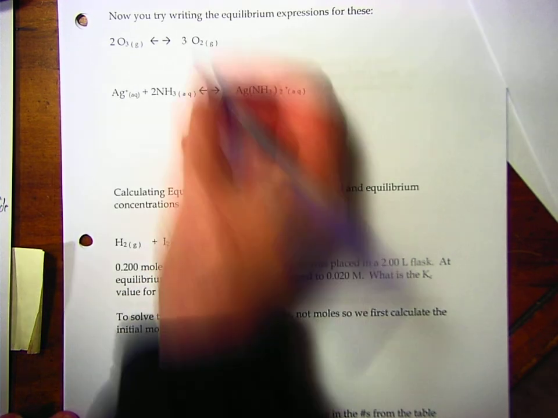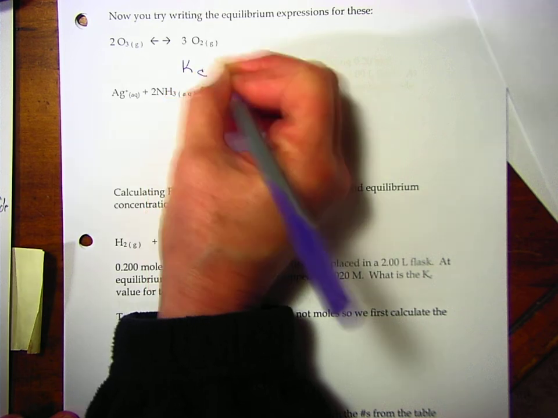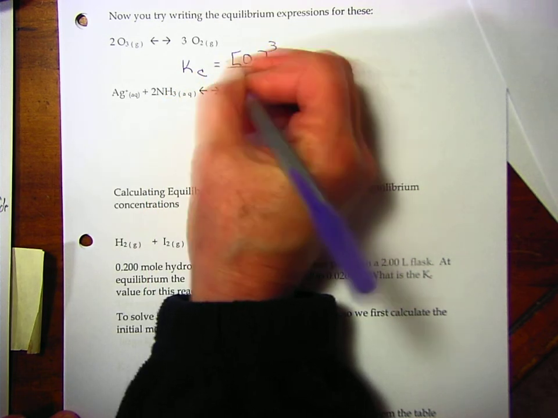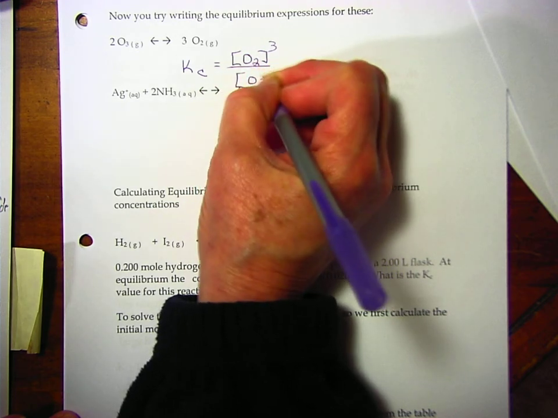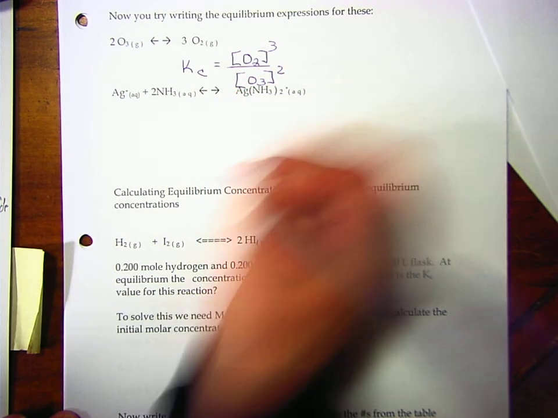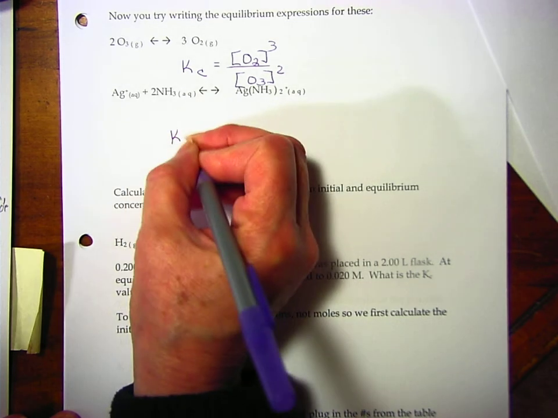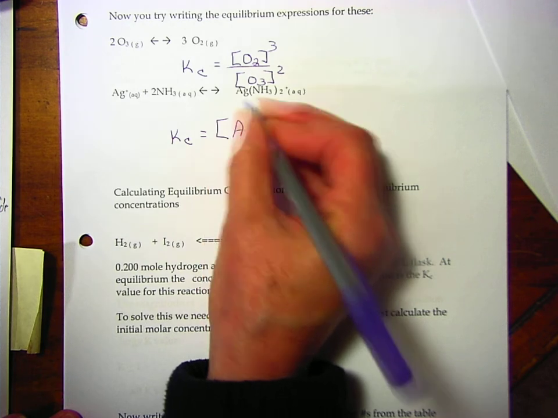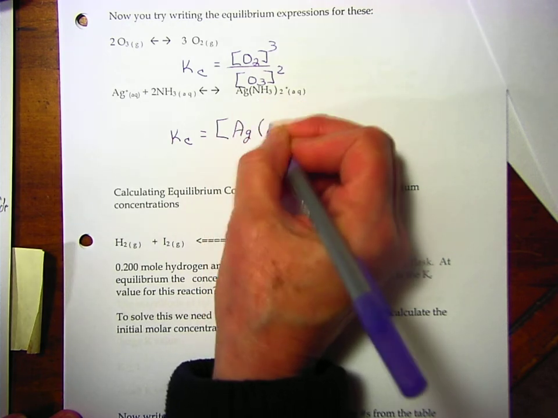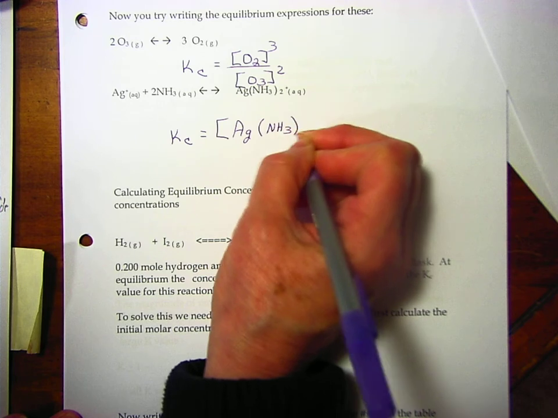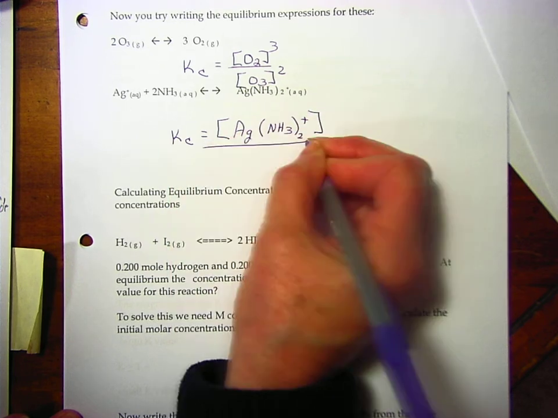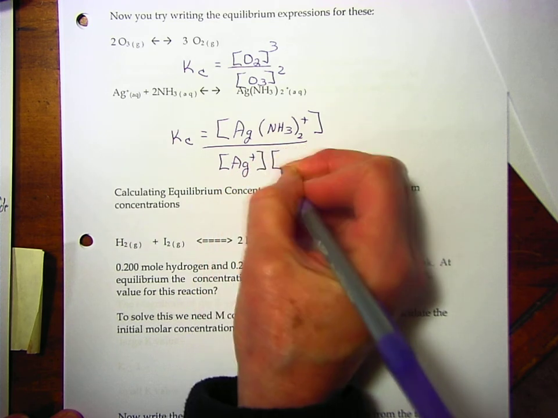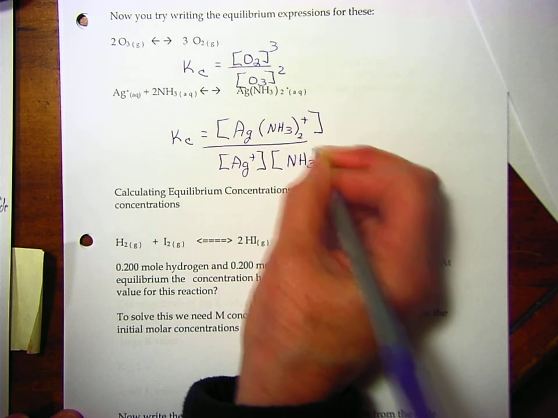Did you get the same thing I did? For this first one, K sub C is equal to the oxygen concentration cubed divided by the concentration of ozone squared. And for the second one, K sub C is equal to the concentration of this crazy complex ion, Ag(NH3)2 with a positive charge, divided by the concentration of the silver ion times the concentration of the ammonia squared.